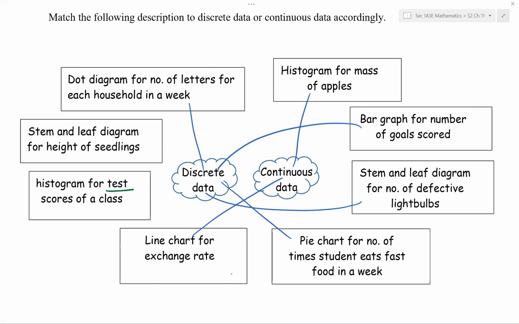Next, we have a histogram for test scores of a class. The test scores themselves are discrete. Number of students, also discrete. Stem and leaf diagram for the height, again, height, measurement, that would be continuous.